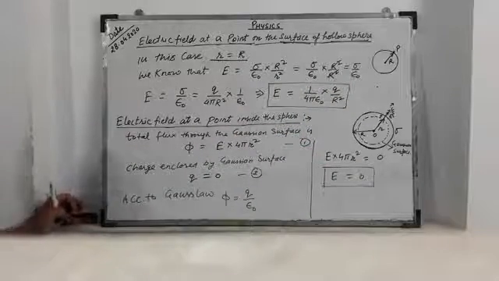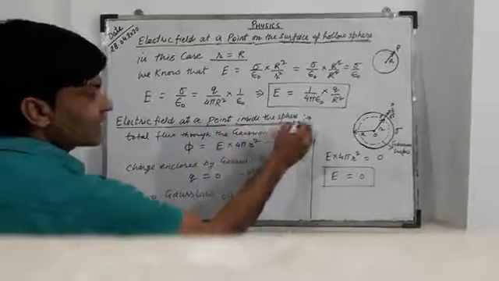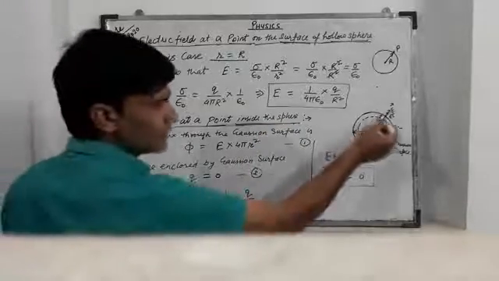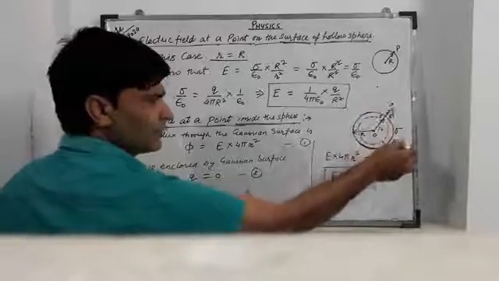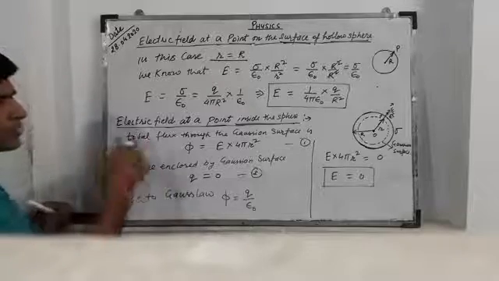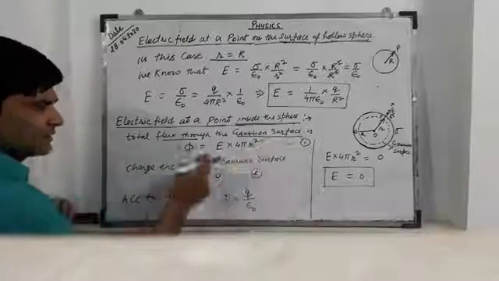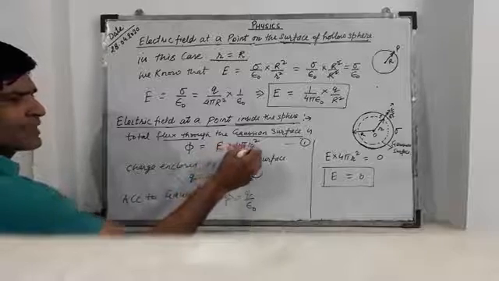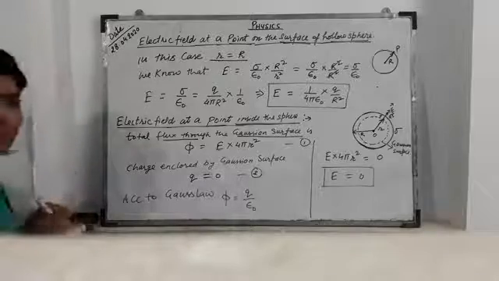Okay. Now the third case is electric field at a point inside the sphere. Now we are taking the point inside the sphere. Dotted line represents the Gaussian surface. So total flux through the Gaussian surface is phi equal to E into 4 pi r square, as we have discussed in case first.